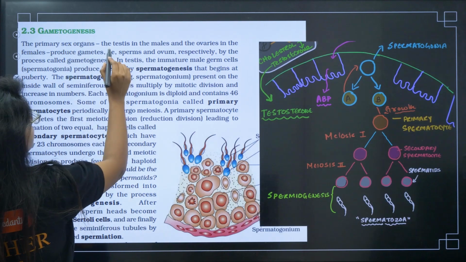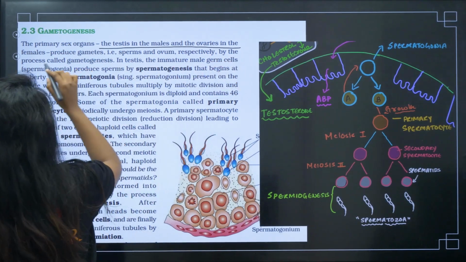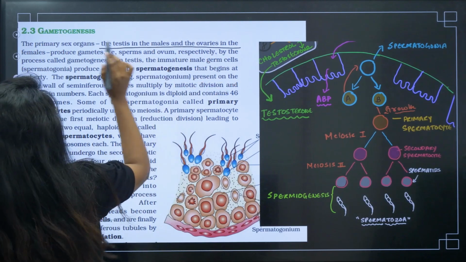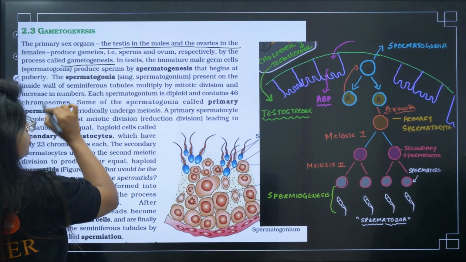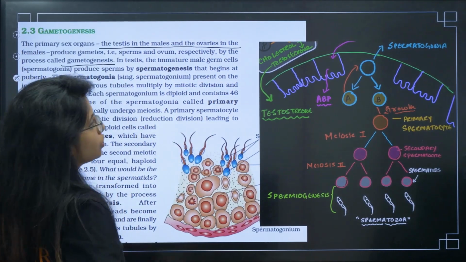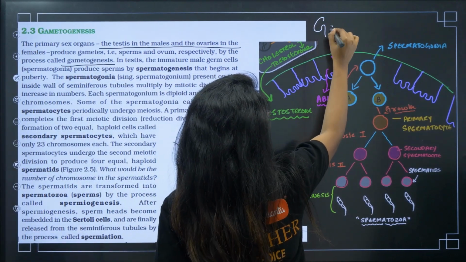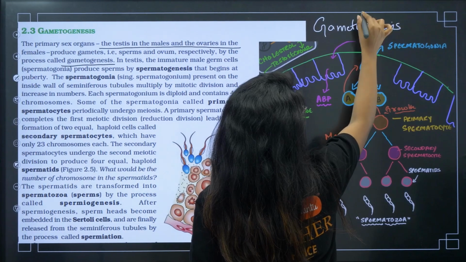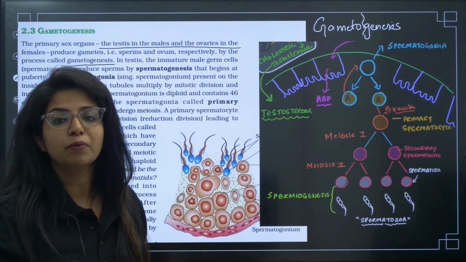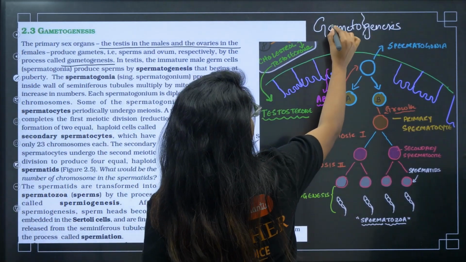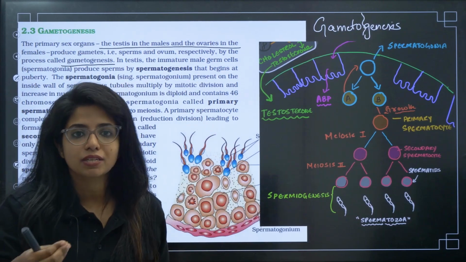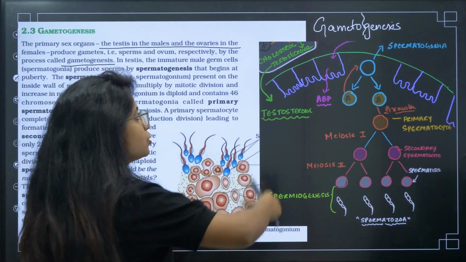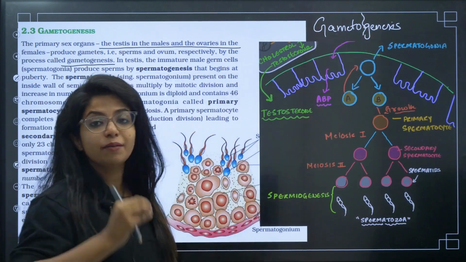The primary sex organs, that is testes in males and ovaries in females, produce gametes. You already know that. This happens by the process known as gametogenesis. What do you mean by gametogenesis? You divide the term into gameto and genesis. Genesis means the formation of something, the initial step of something, and gameto, as the name suggests, means gamete, the germ cells which are going to fuse together and form the zygote. So the formation of gametes is known as gametogenesis.